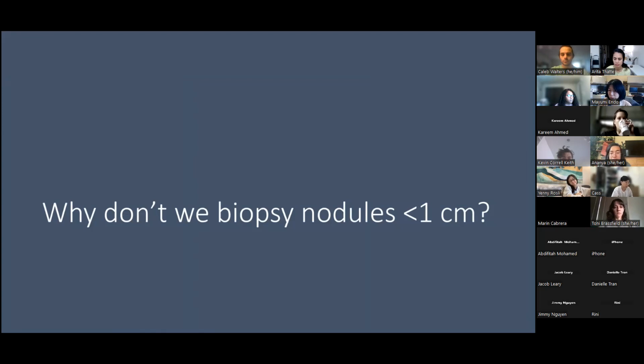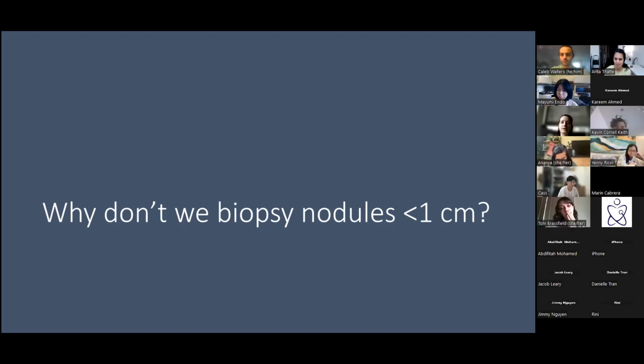All right, I'm going to maybe point to Lindsay. Sorry. Yeah, I had thought that the smaller they were, the lower the risk of malignancy, but I don't remember. But maybe there are also just technical issues with biopsying something that small.